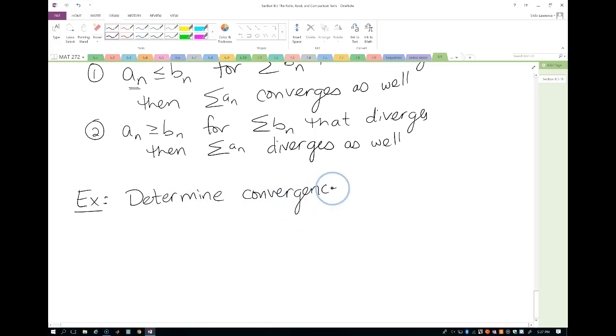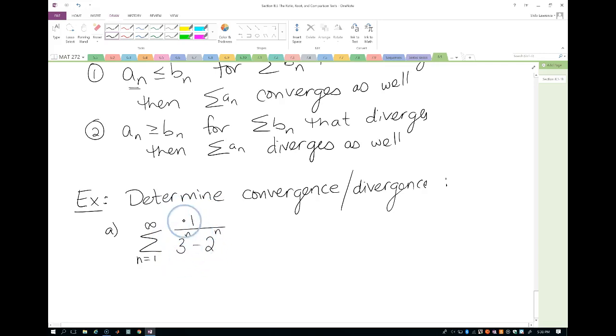And we'll look at a few examples where direct comparison is a good test to use. And usually the only reason we would come to that conclusion is because all the other tests are not good to use. And we can make a guess ahead of time of whether we think it converges or diverges. The first one we're going to look at is the sum from 1 to infinity of 1 over 3 to the n minus 2 to the n.